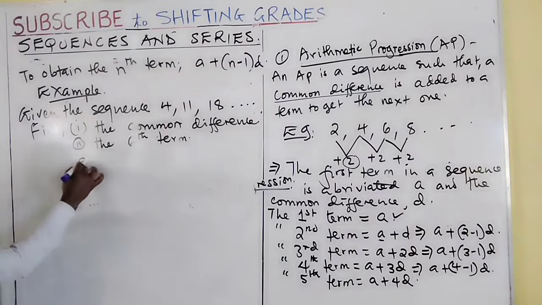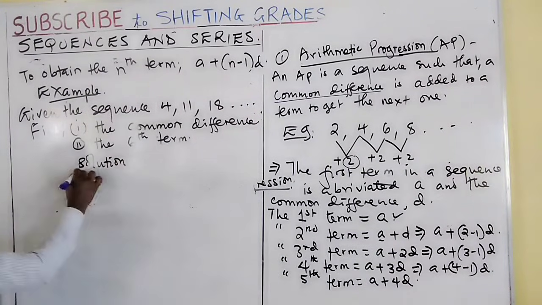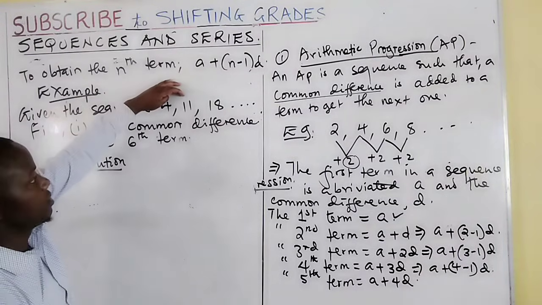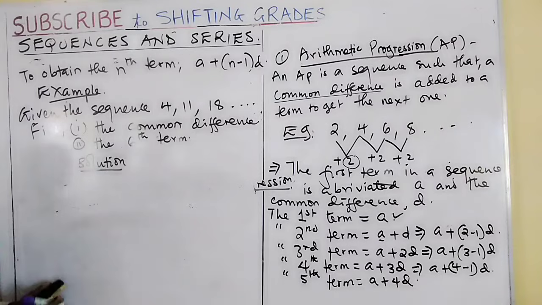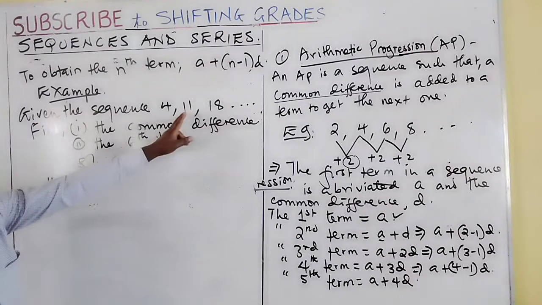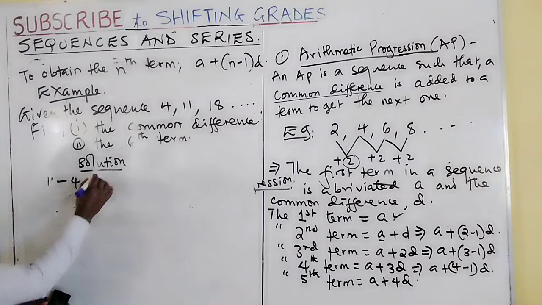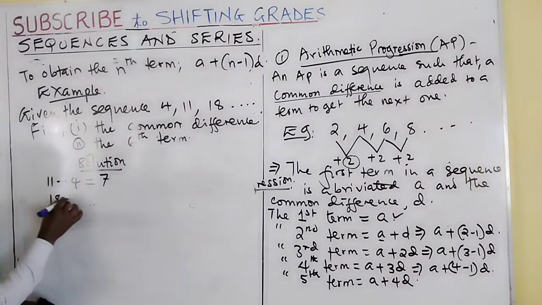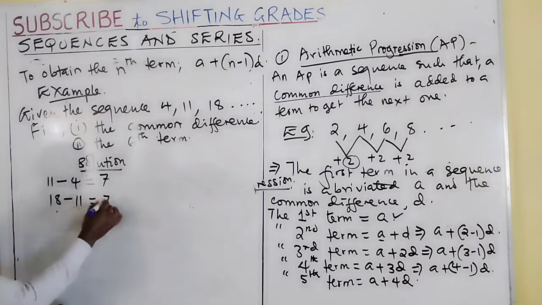Solution to this question. We already have the sequence here from 4 to 11, from 11 to 18. Therefore, we can check from the first term to the second, what has been added? When we subtract 4 from 11, we are getting 7. We can check again. Between 18 and 11, we still have 7.